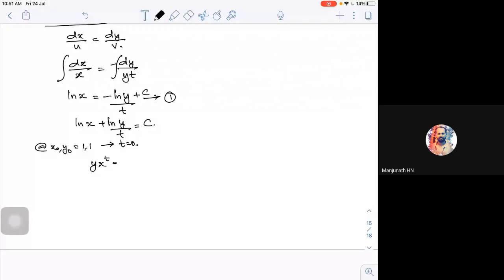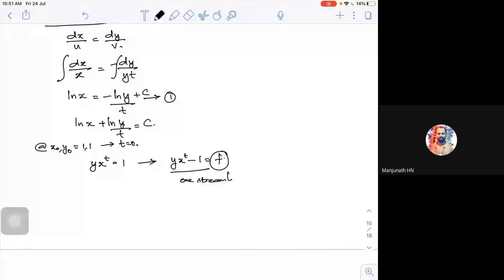a 1, or your y of x, t minus 1 is equal to 0, or it may be some function. Let me call it some function f. Now the moment I make this particular function 0, I should be able to get one plot. I may get one streamline plot.